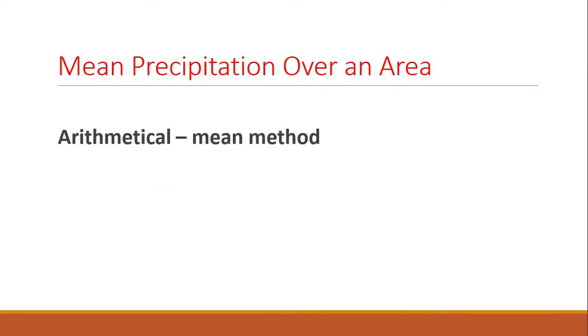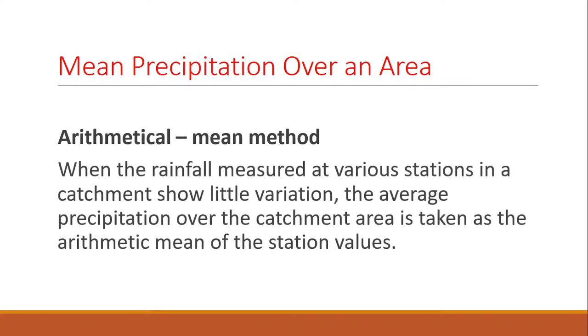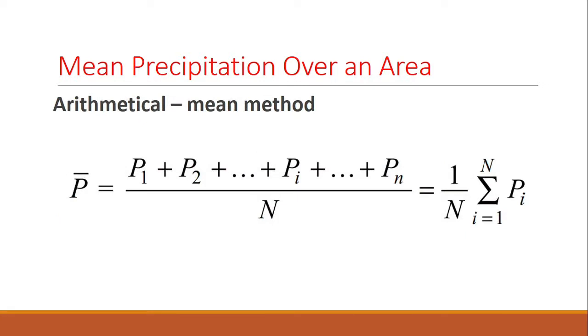In the arithmetical mean method, when the rainfall measured at various stations in a catchment shows little variation, the average precipitation over the catchment area is taken as the arithmetic mean of the station values. Here is the formula for the arithmetical mean method. Average rainfall is equal to the rainfall measured in station 1 plus the rainfall measured in station 2 plus P sub i up to P sub n, all over n, where n is the number of stations.